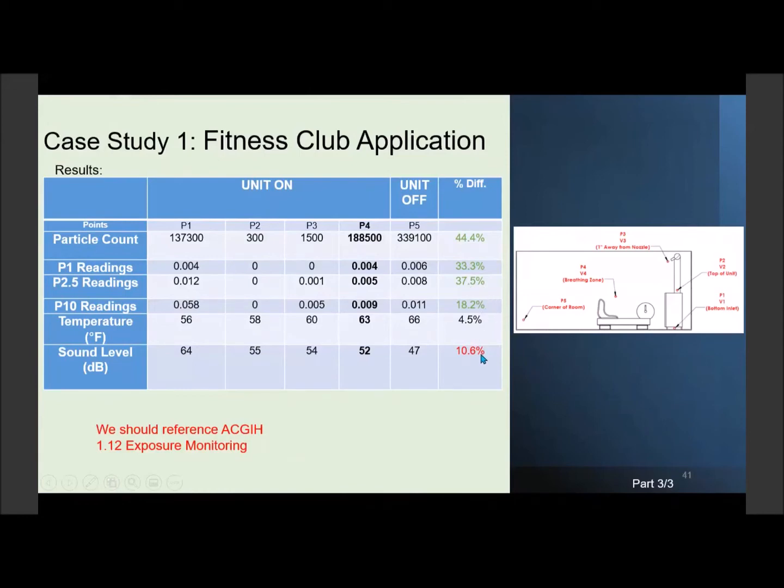And the sound level in this application was about 10.6% higher than off. These guys did want it to be a little higher speed, so that's where they were coming from.